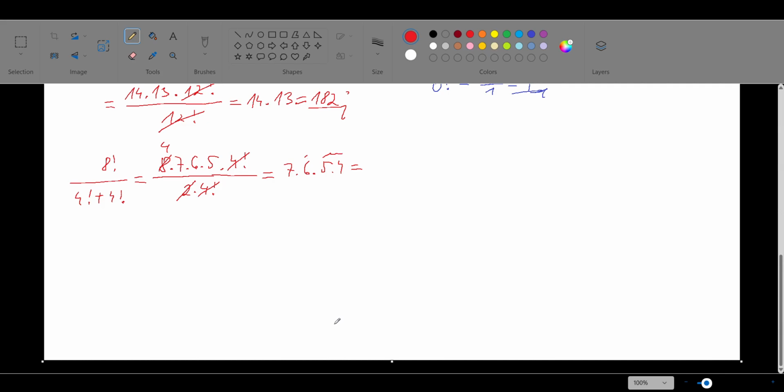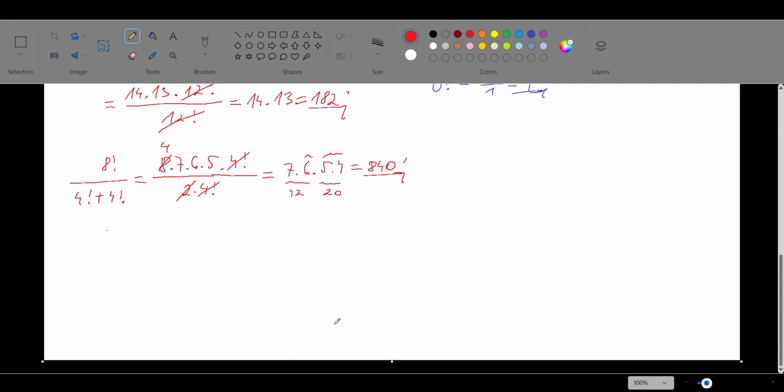Let me just try, this one is 20 times 6 is, no, this one is 42, this one is 20, so 2 times 42 is 84 times 10, so it is equal to 840.